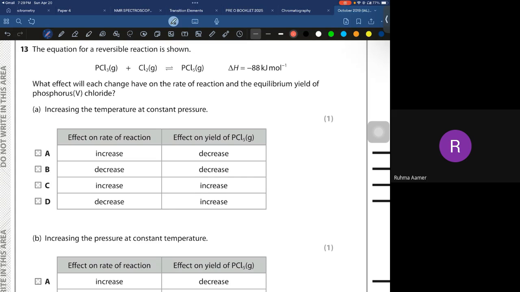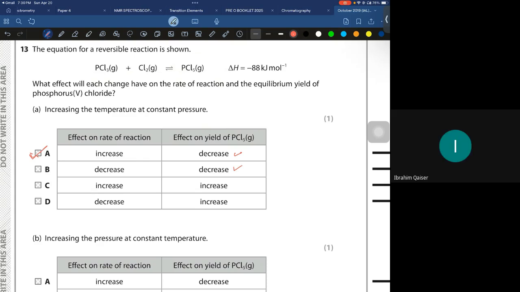Increasing the temperature means that it would reverse the reaction. So the yield of PCl5 would be decreasing. Yield of PCl5 means the reaction is moving backward. What does it mean? The concentration of product is going to decrease. So it's going to be decrease and decrease. You have two options. Then the effect on the rate of reaction: of course, temperature is directly proportional to the rate. So that's why option A is correct.